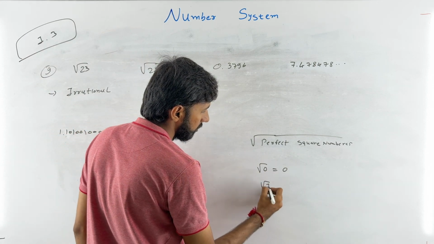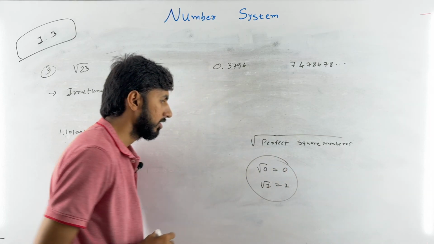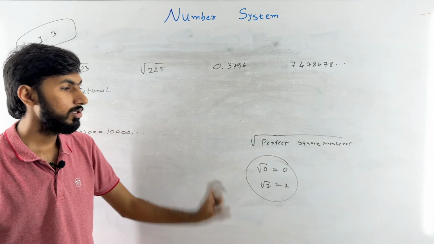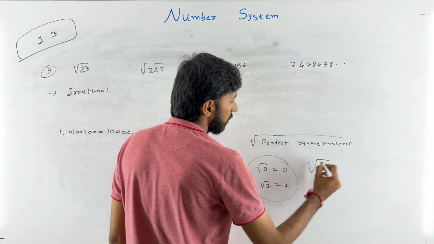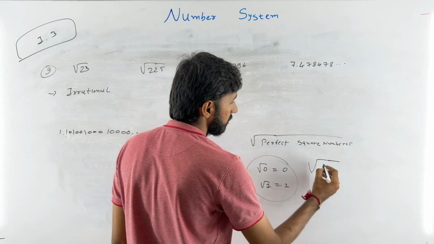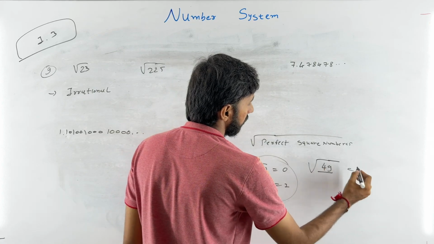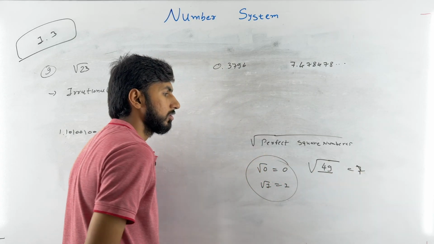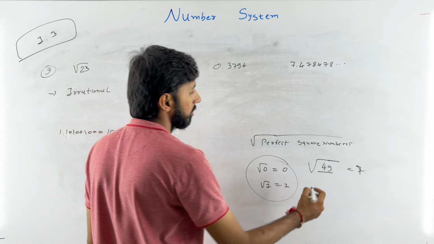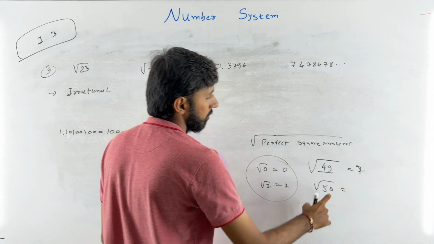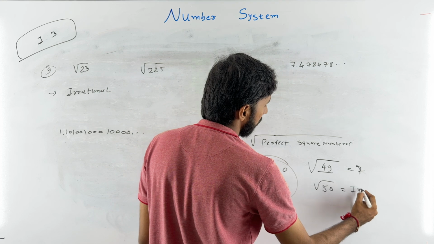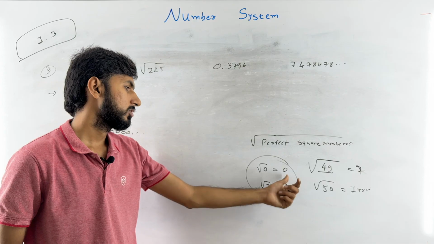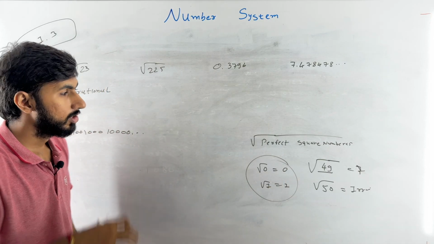Square root of 0 is 0, square root of 1 is 1. You have to remember that these both are rational numbers. For any other number under the square root, if the number is not a perfect square, it is irrational. Let me write 49 here. This means the answer will be 7. This is a rational number. So if it is the square root of a perfect square, it is rational. If it is the square root of a non-perfect square, it is irrational. Only these two numbers you have to remember: square root of 0 is 0 and square root of 1 is 1. These both are rational.